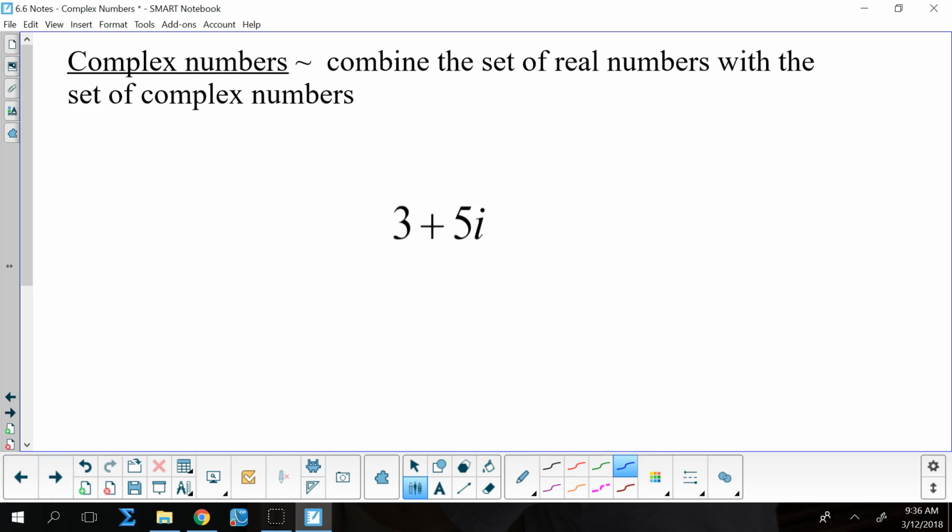Okay? So, complex numbers. A complex number is a number that is broken down into 2 parts. It has its real part, and it has its imaginary part.